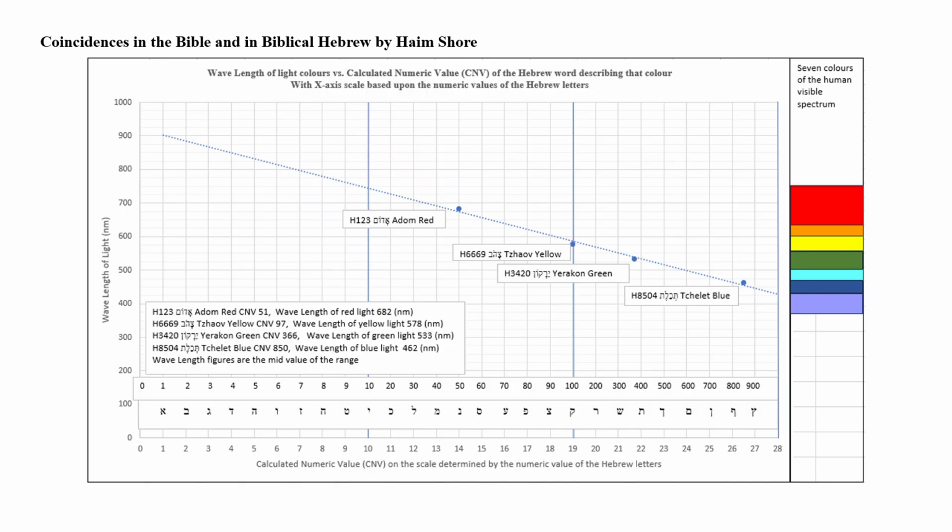This is the graph of wavelength of light colors versus CNV of the Hebrew word describing that color, where the x-axis scale is based upon the numeric values of the Hebrew letters. Note red is now in line with yellow, green, and blue.